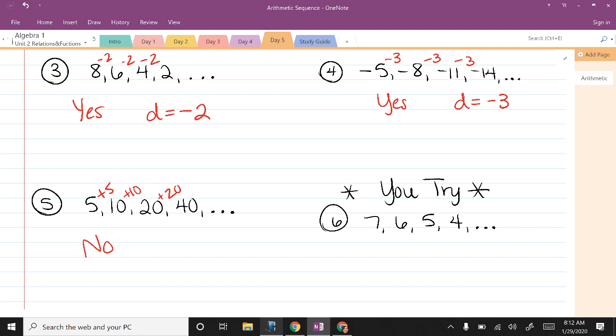All right, is number 6 arithmetic? Yes. What's the common difference? Yes, the difference is -1. Raise your hand if you got D is -1 and a yes. Any questions?